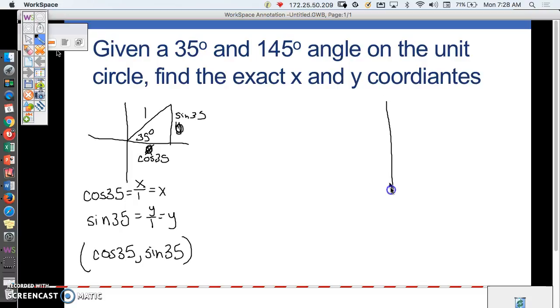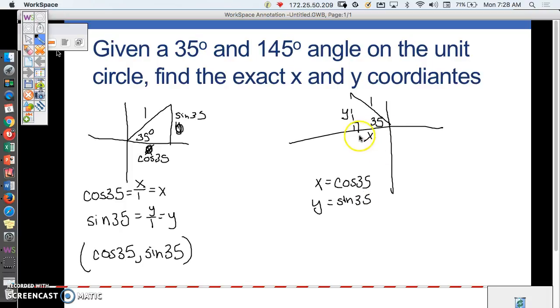So if we look at 145, that's in this quadrant, and from 145 to 180, we have 35. Again, our hypotenuse is 1, x and y, and we notice it's the same thing. X would be the cosine of 35, y would be the sine of 35, but we have to notice x is going backwards, so that's negative x, so it would be negative cosine. So this coordinate would be negative cosine of 35 and the sine of 35.